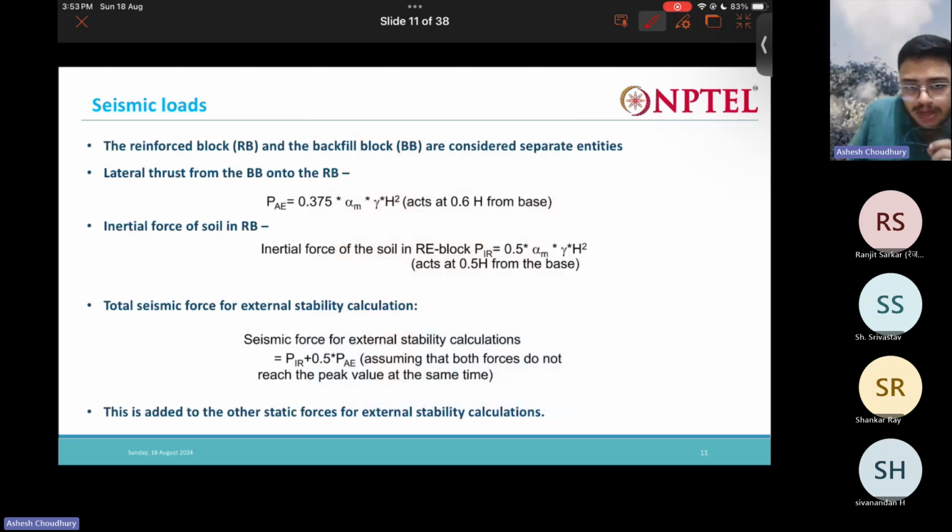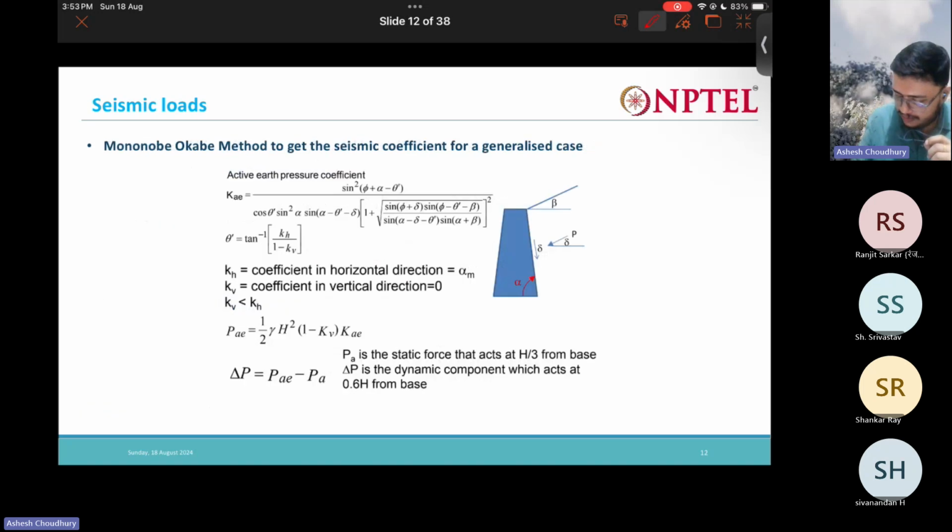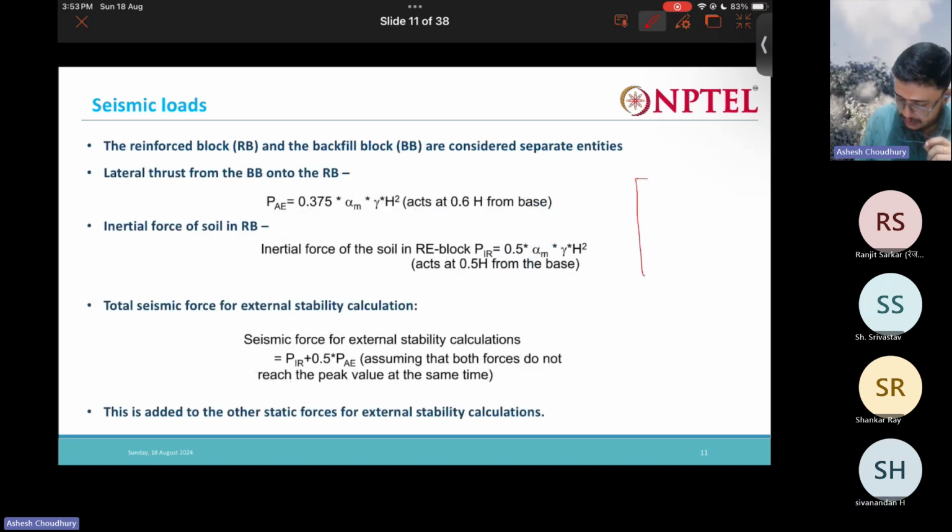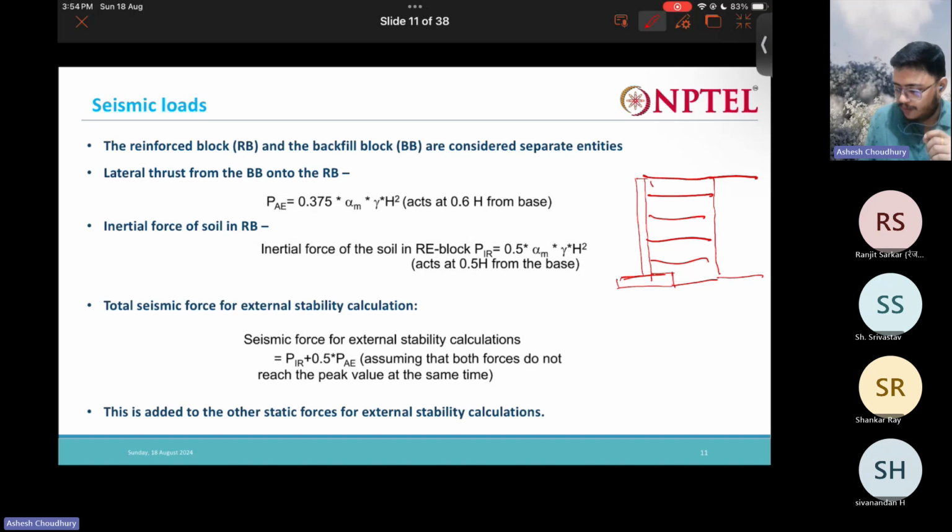Now, the seismic load calculation has two components. See, you have the retaining wall. Here you have a certain portion that is the reinforced portion, and then you have the backfill portion. So this is the reinforced block, and this is the backfill block.